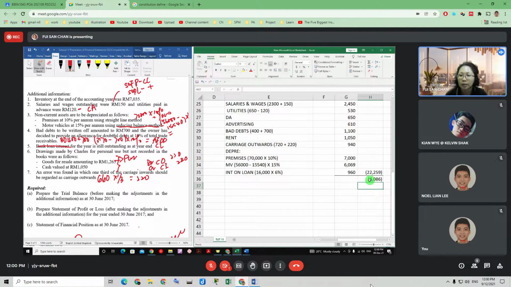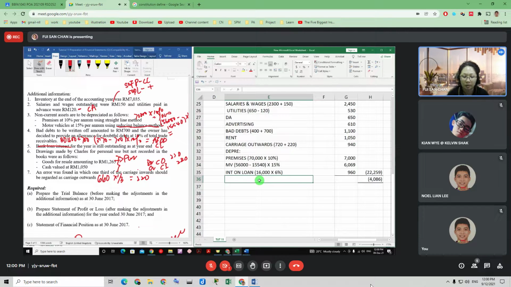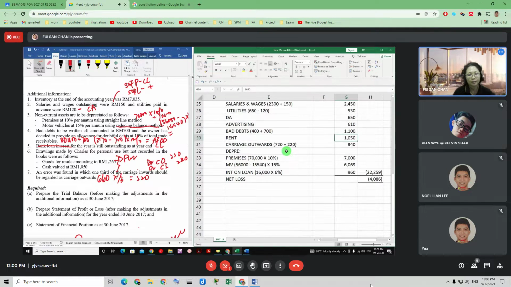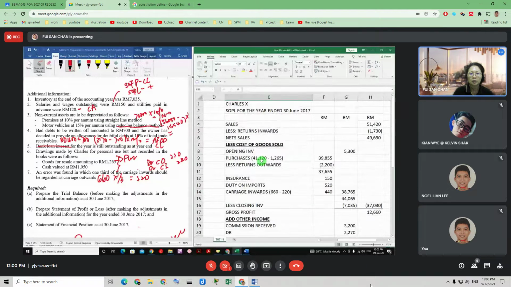Right, so we got a loss. This is a net loss of 4,086. Right, so this is your SOPL done. Okay, so now we move on to SOFP. Let me see how many columns I need.